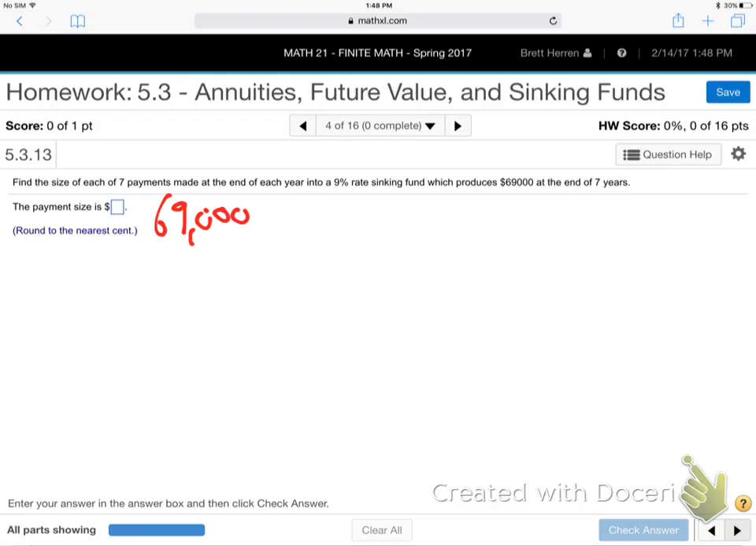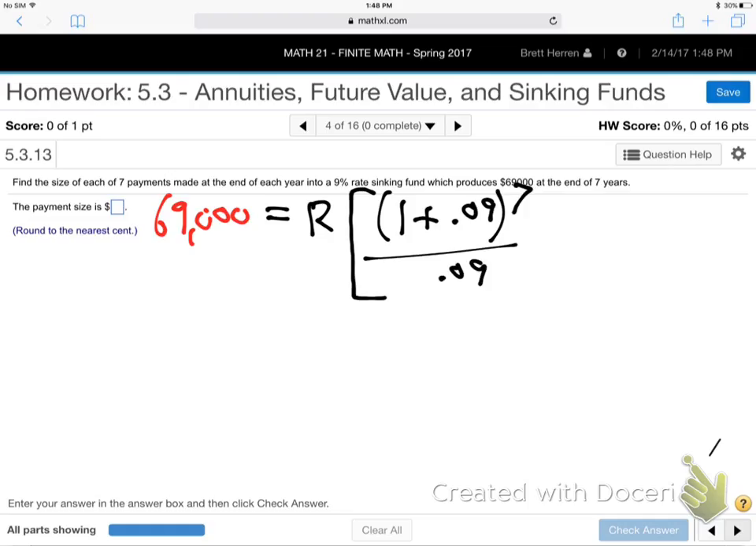69,000 equals R, and then parenthesis 1 plus. Can I just make the 0.09 over 1 just 0.09? 1 times 7 is just 7, right? Is that good? I just got rid of those divide by 1s, right? Divide by 1, times 1. Now they're back in. But anyway, they're not going to do anything.